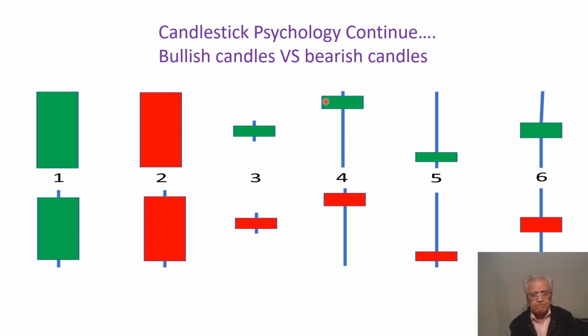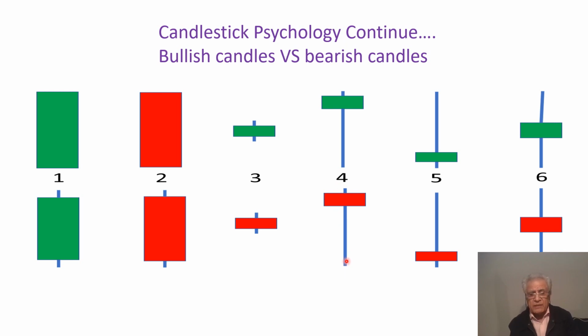Number four, bullish and bearish candles with a long lower shadow and a very small upper shadow. This shows that the bears had a strong power at the beginning and pushed the price down. In this one, the bears pushed the price down all the way here.